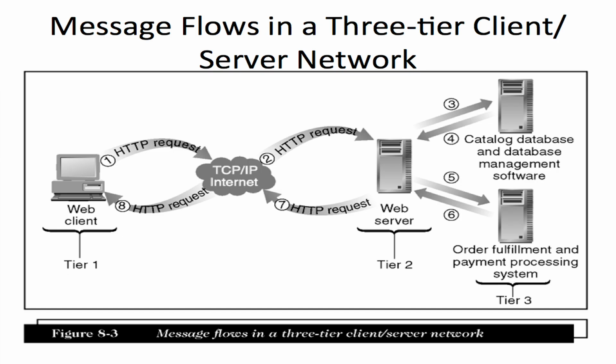3-tier means one tier is the client, another tier is the web server, and the third tier is the database. And the database may be the catalog database, and the order fulfilling and payment processing system may also be there in tier 3. So it is called 3-tier. N-tier means, suppose we have lots of databases, so layer by layer we are connecting with the databases, and that is called N-tier technology.